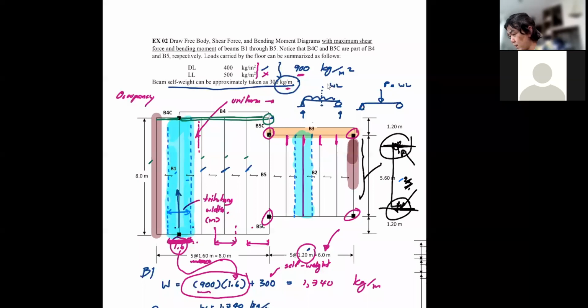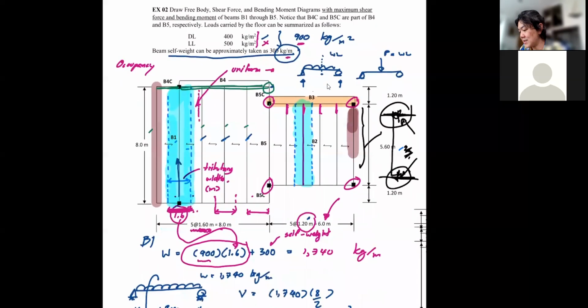We have worked on beam number 1 and number 2 already. These two beams are what we can call the secondary beams or the filler beams. They generally take the load from the floor directly, and you can calculate the uniform load acting on these two beams by using the tributary width multiplied by the load per area. That's exactly what we did last time.